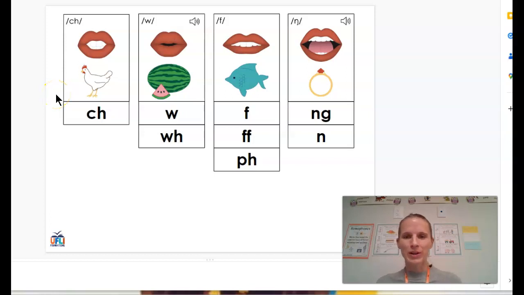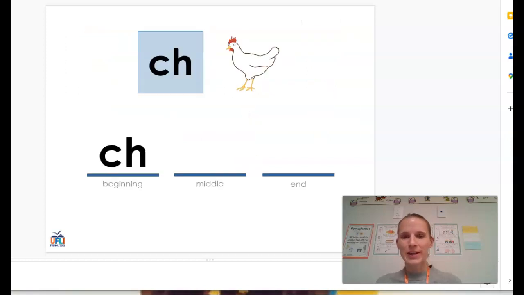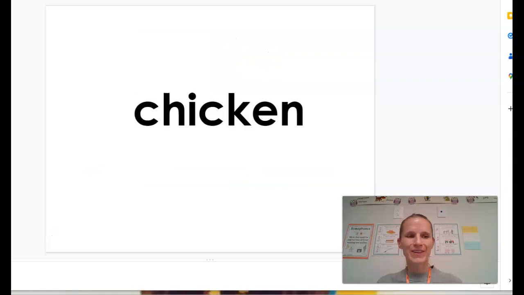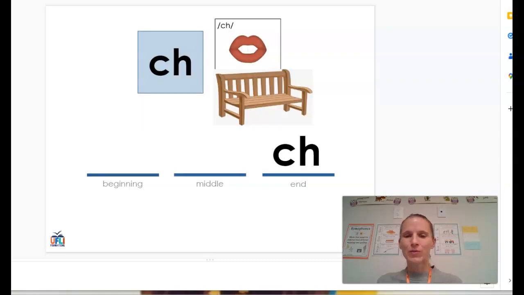Hi, we're going to go over some digraphs today. That's when two consonants sit next to each other to create a new sound. So we have a bunch of them. Let's go through them quickly, one by one. Let's start with the CH, which makes a ch sound, like in the word chicken. It can also come at the end of words, like the word bench.